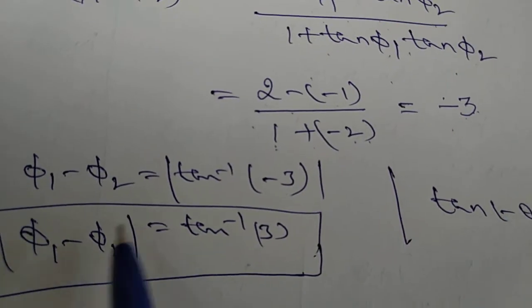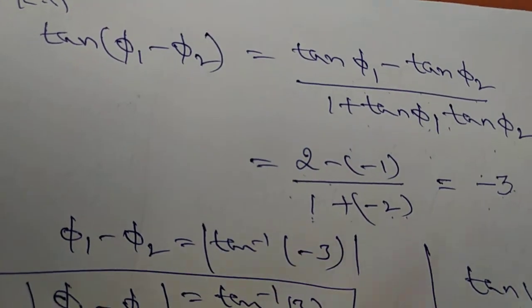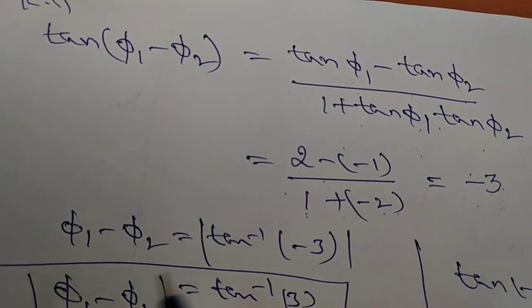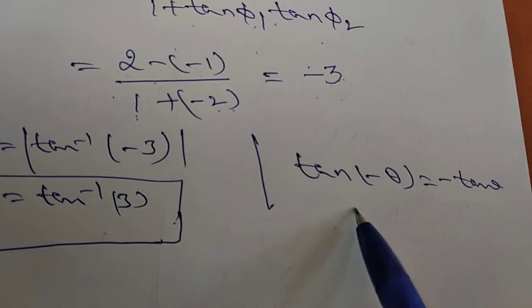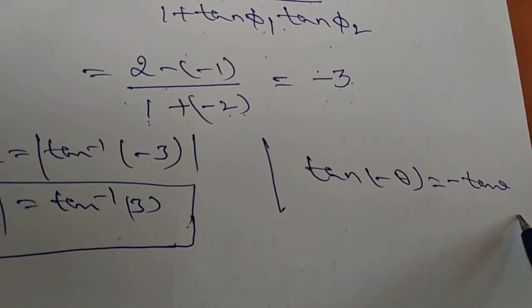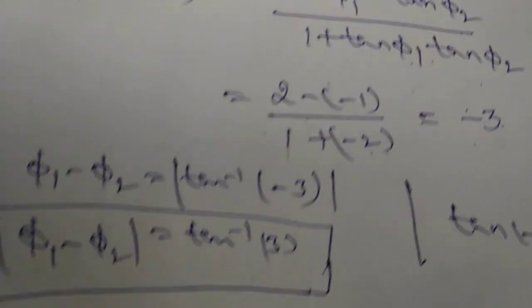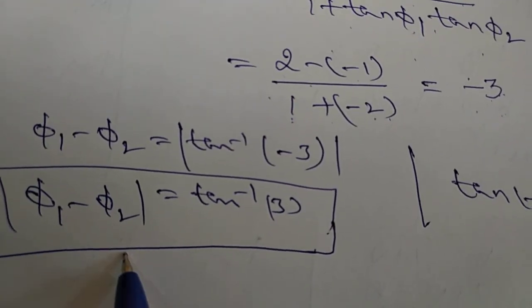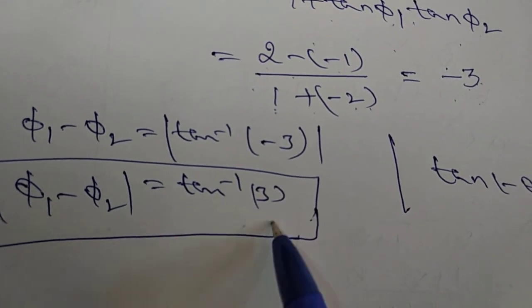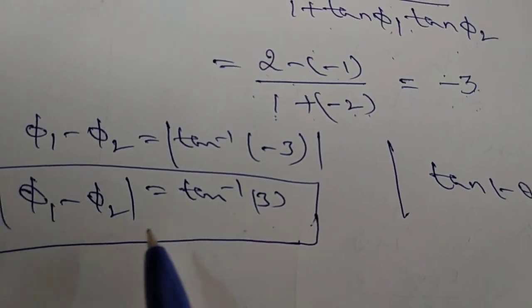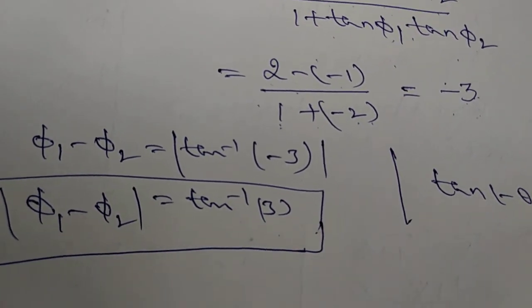So psi 1 minus psi 2 is equal to what? The left hand side, tan of psi 1 minus psi 2, is equal to minus 3. Or psi 1 minus psi 2 is equal to tan inverse of minus 3. So we know that tan of minus theta is equal to minus tan theta. So modulus of minus tan theta is equal to plus tan theta. So psi 1 minus psi 2 is equal to modulus of tan inverse of minus 3, which is tan inverse of 3. So the angle between two curves is tan inverse of 3, that is the answer.